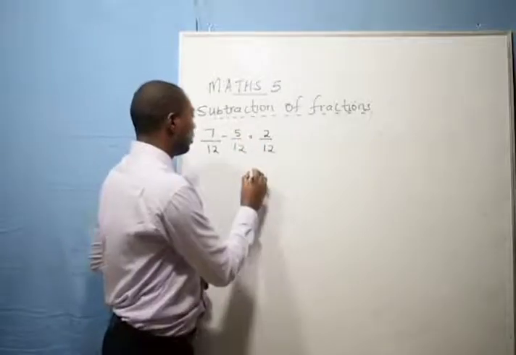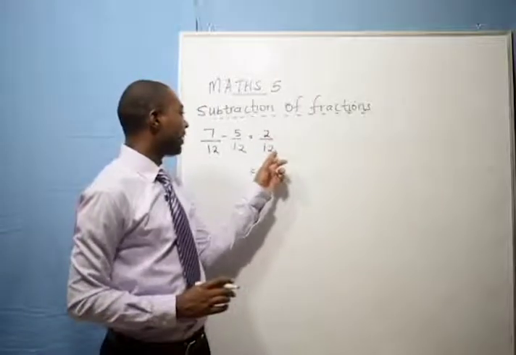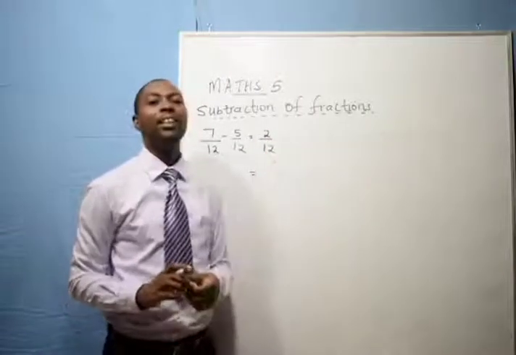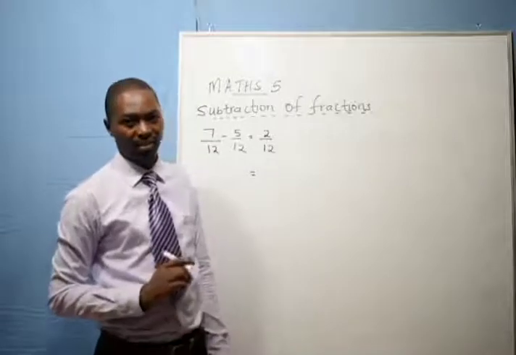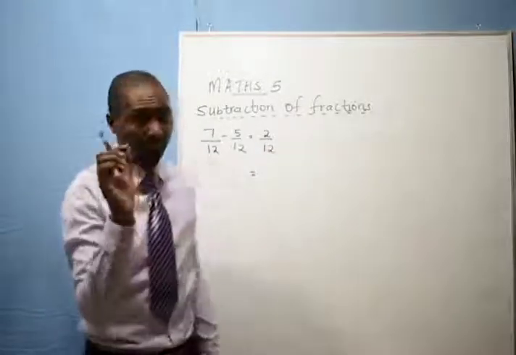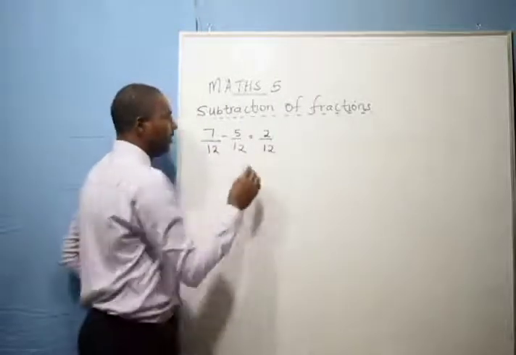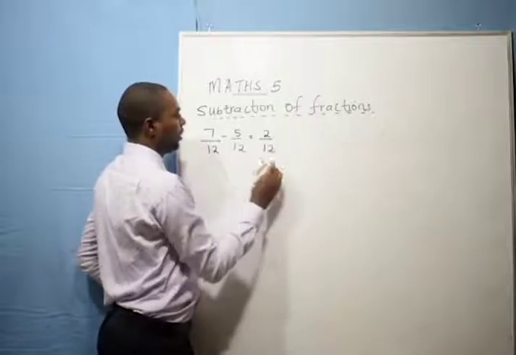This answer is not correct. Why? These numbers can be simplified further. We have a common number that can divide the 2 and the 12. Which number do you think this is? It is 2. 2 can divide 2 and divide 12 at the same time.